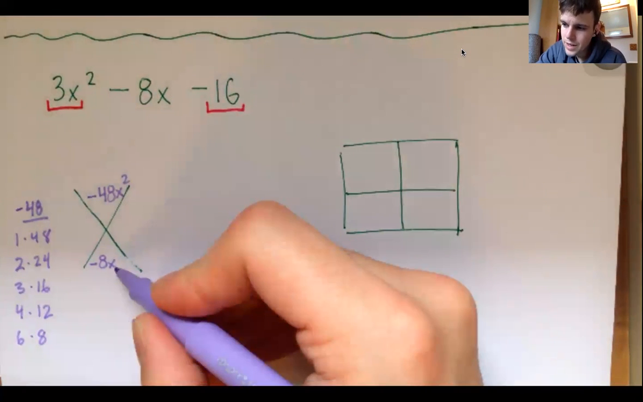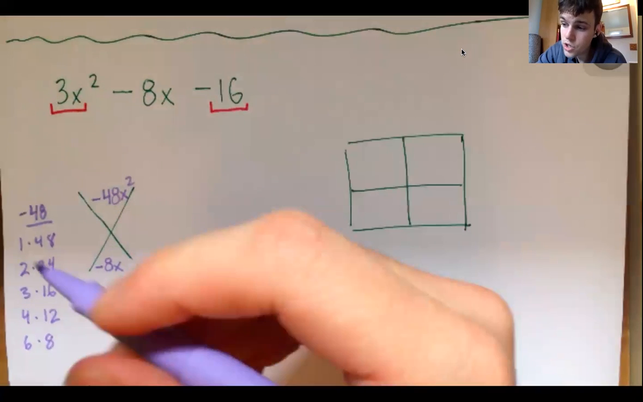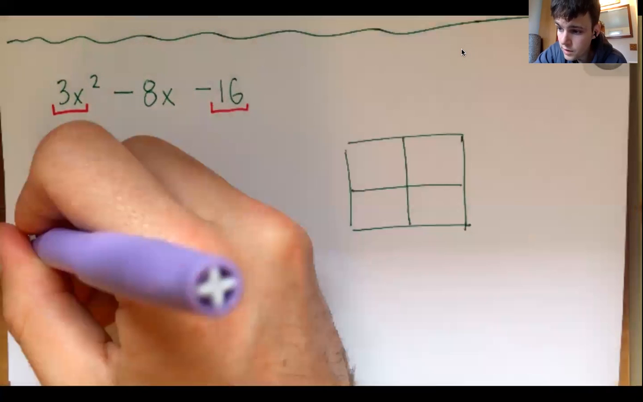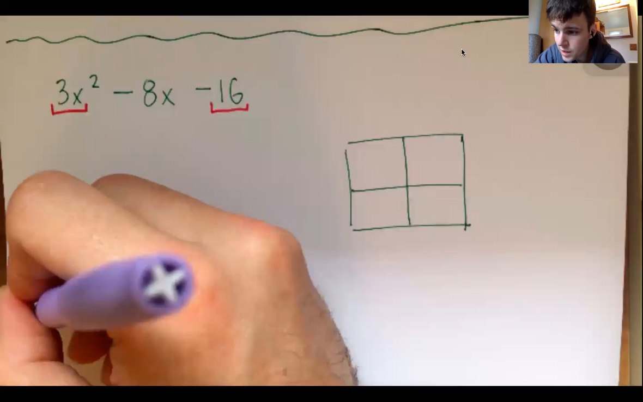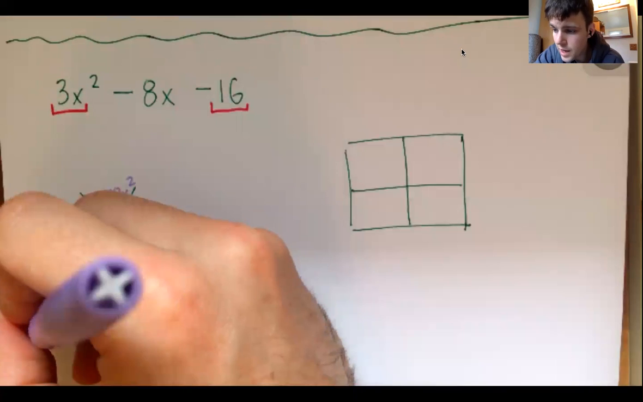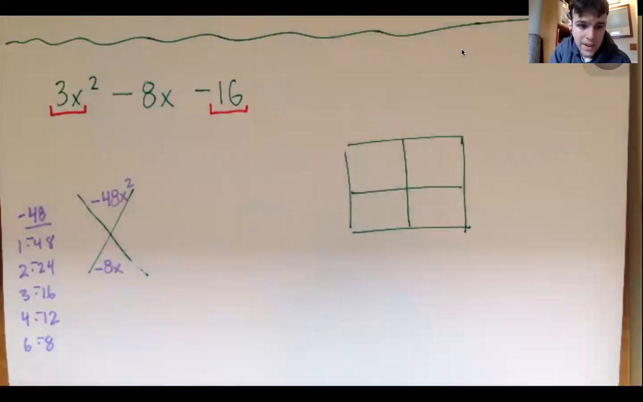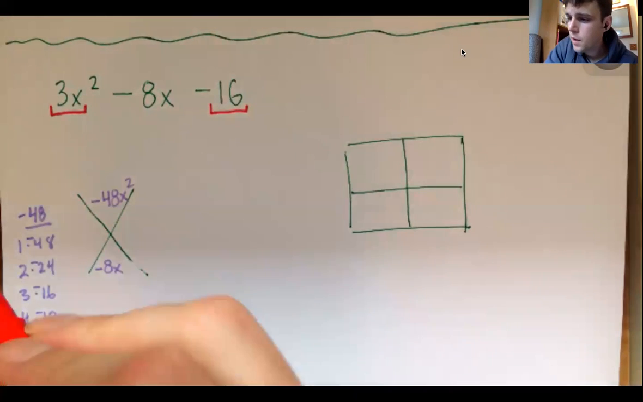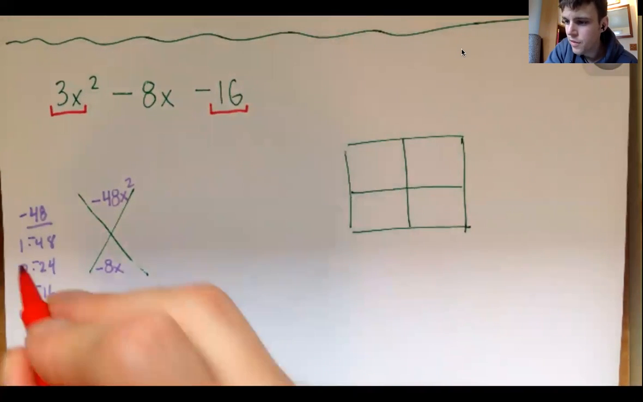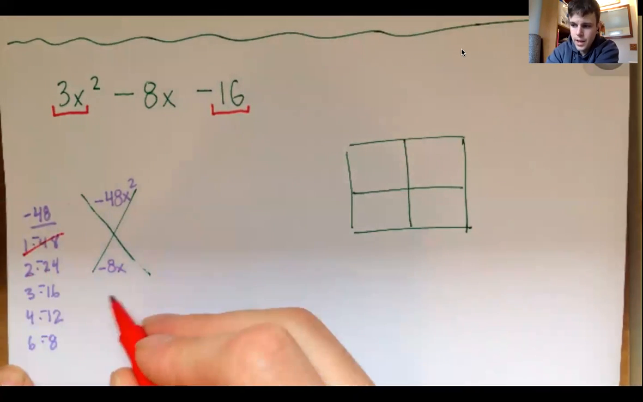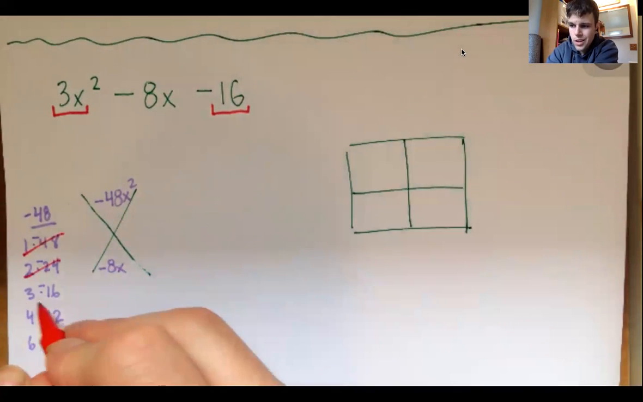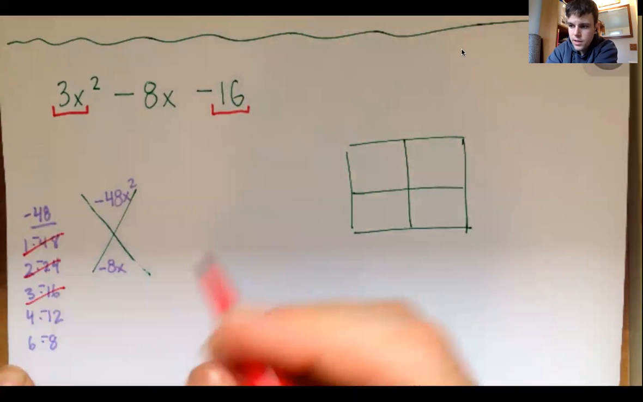Since they add to a negative, I know the larger number has to be negative. So the 48 would have to be a negative, or the 24, or the 16, or the 12, or the 8. That just cuts down on all the options I have to try. Now, I'm going to eliminate them. When I add these together, I definitely don't get negative 8. When I add these together, again, negative 22. Closer, but still not the right answer.